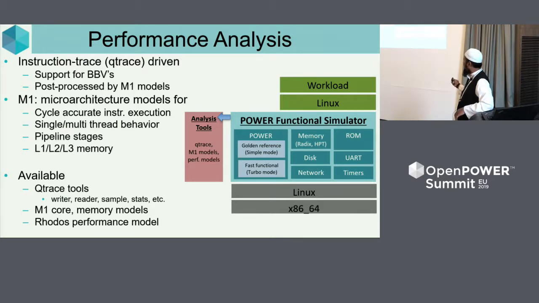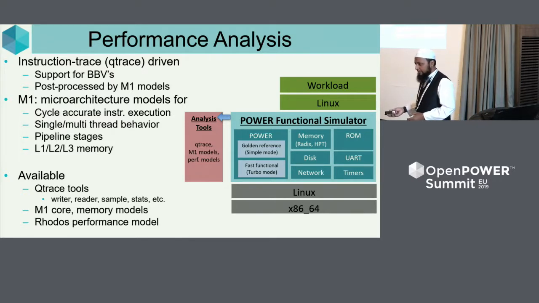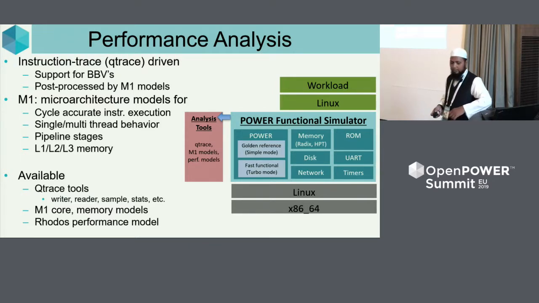So from the functional simulator, you get the QTrace and the BBVs, which can be processed using these analysis tools. For example, there are the QTrace tools, which can dump in the QTrace format, and the QTrace reader, which makes the QTrace more human readable. Then there are the performance models, the M1 core model, and memory models. So it is a pretty interesting set of features and tools available for very nice performance analysis.